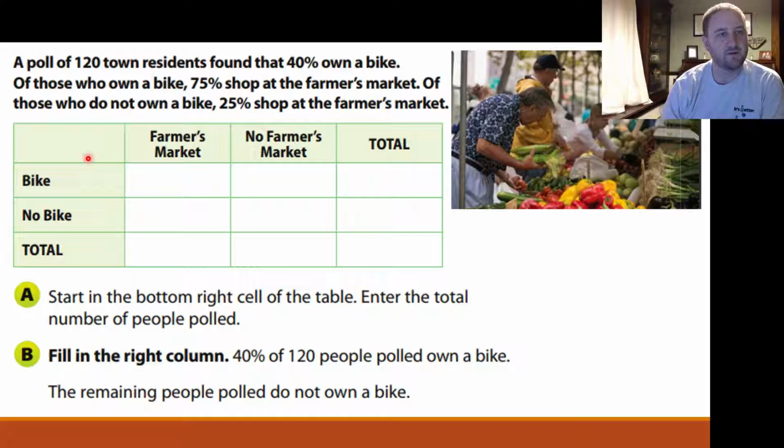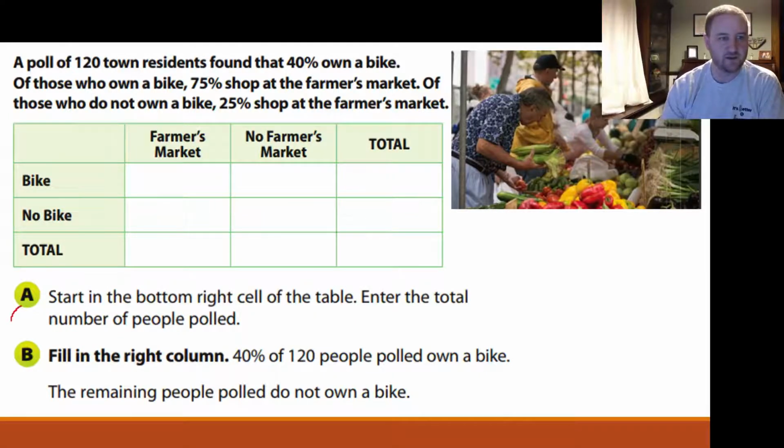Okay, a poll of 120 town residents found that 40% own a bike. Of those who own a bike, 75% shop at the farmer's market. Of those who do not own a bike, 25% shop at the farmer's market. All right, now, all this might sound kind of confusing because our goal here is to fill out this two-way table right here. What I'm going to do is walk you through how we could fill this out to visually represent this data.